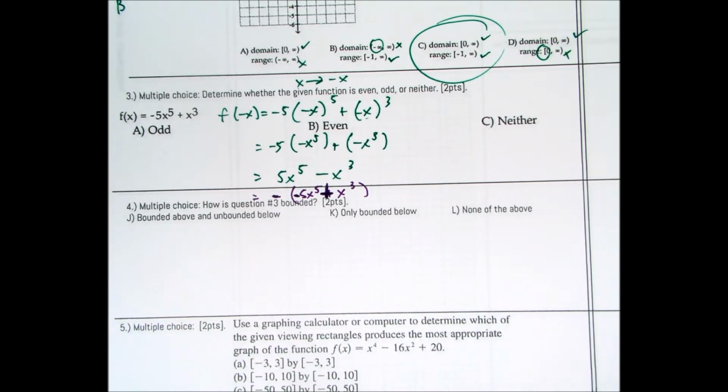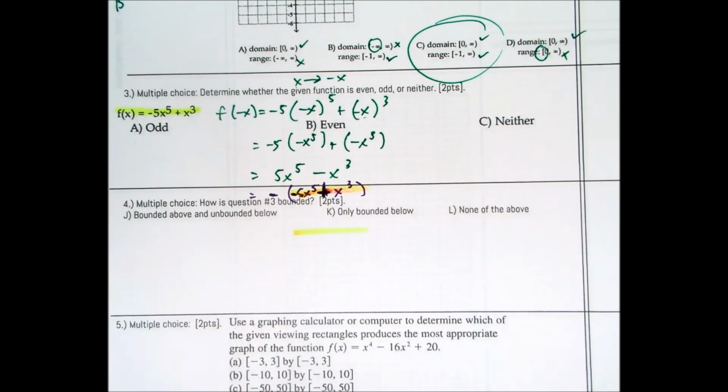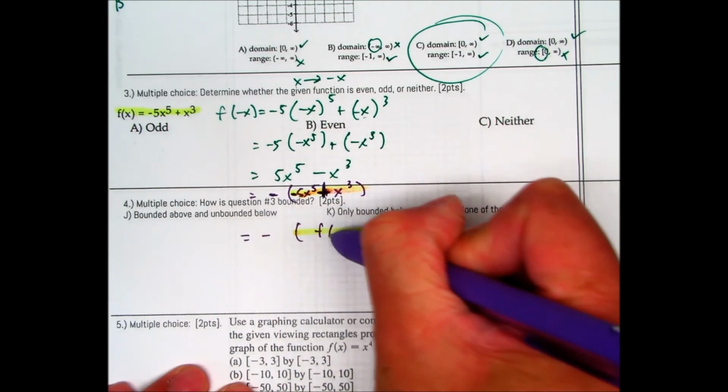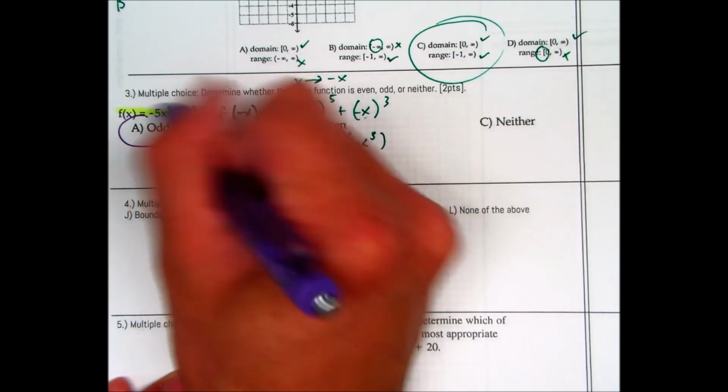And then here, every time I see negative x to the 5th plus x to the 3rd, I can just put in f of x. So basically we have the opposite of the original function. This is odd.